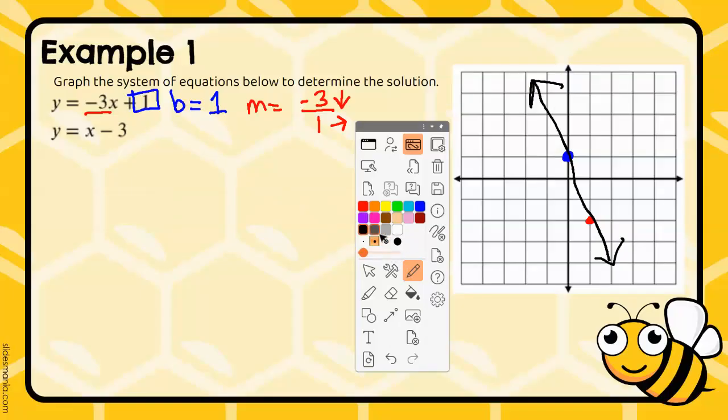All right, we're going to do it again. Our b is -3, so we're going to graph our point here. And our m, there's no number in front of the x, but there is an imaginary 1. So our slope is 1. In order to make it a fraction, we put it over 1. It goes to the right and up because it's positive. So we go up 1 and 1 to the right.